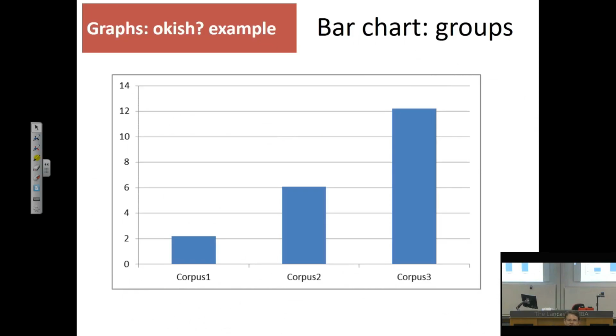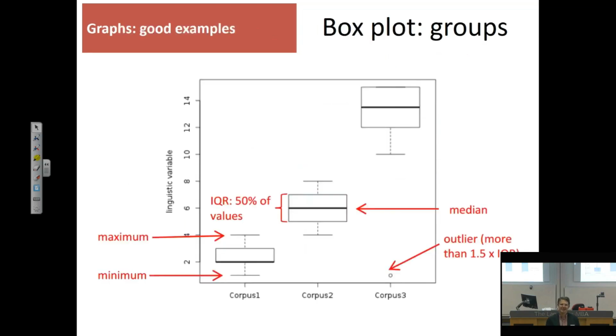Okay, some okay-ish examples. We already sort of mentioned that. So when we have bar charts, the question is, do we really need them, and how much information can we display in bar charts? Obviously, in this particular bar chart, we have 3 corpora and we have 3 values, right? So we display 3 numbers in this whole space.